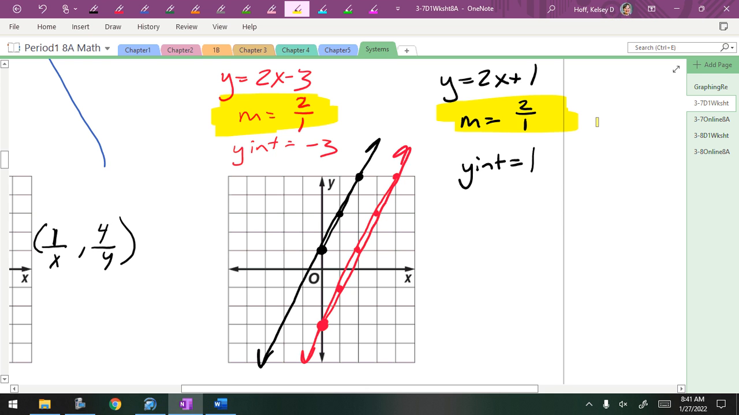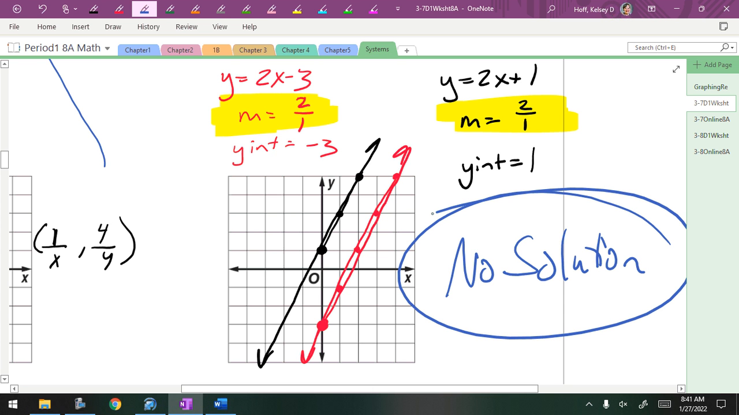Your slope is identical. So if one person starts at -3 and one person starts at 1, and every time they both go up 2, right 1, and then up 2 and right 1, and up 2 and right 1, they're never going to cross. So in this case, Tone is 100% correct. The answer to this is no solution. Sometimes you're going to have lines that are parallel, and you know that because your slopes were the same. You know it's no solution.